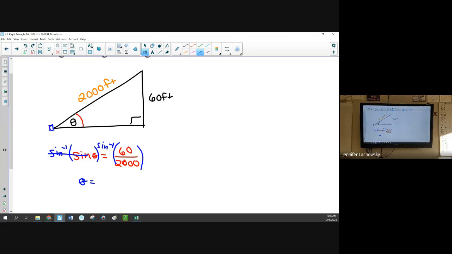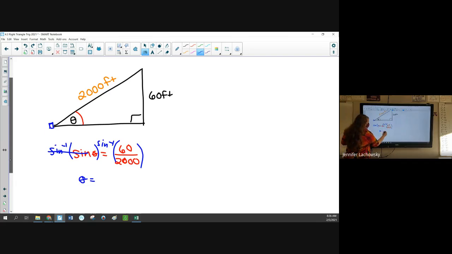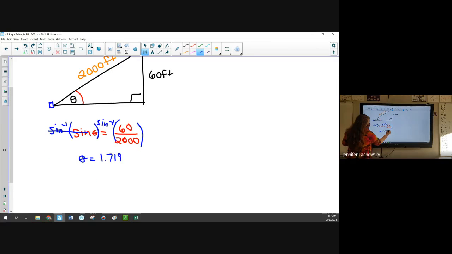So sine inverse of 60 over 2,000, or 6 over 200, or 3 over 100. What is it? 1.719. Yeah, that's very small. That's why I was making sure that we understood that that's a possibility, and that it should be right. I'm almost confused how that works.